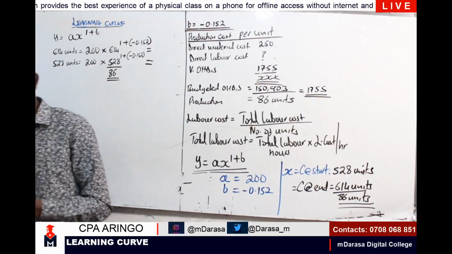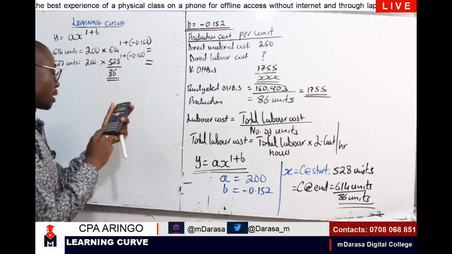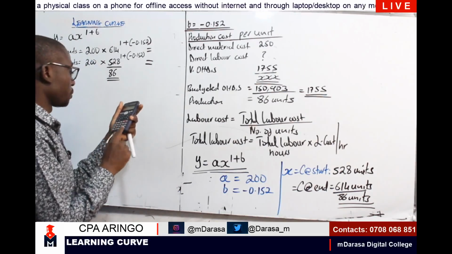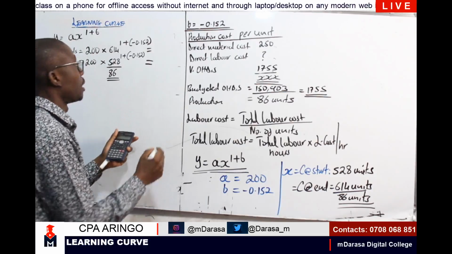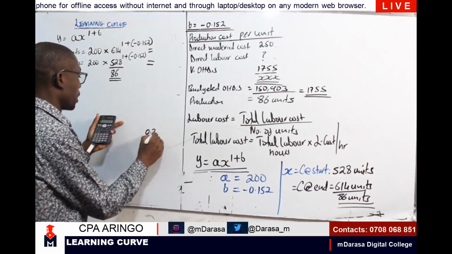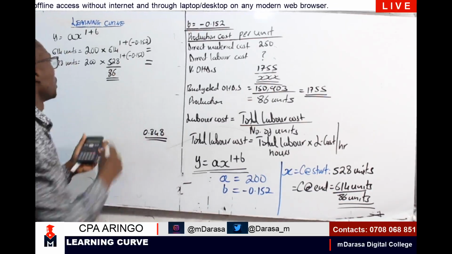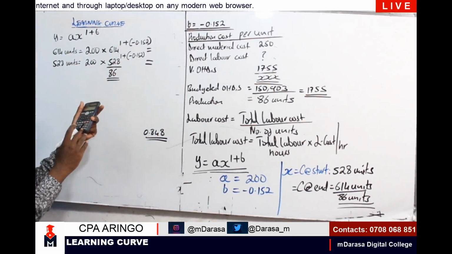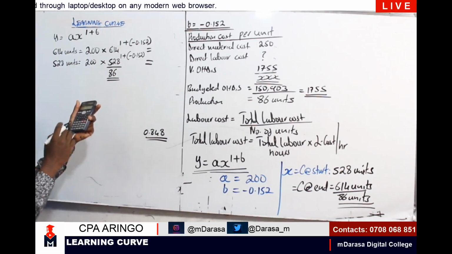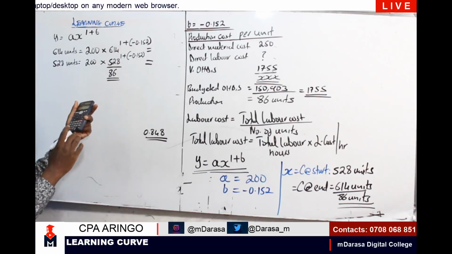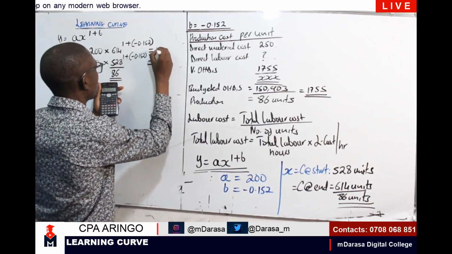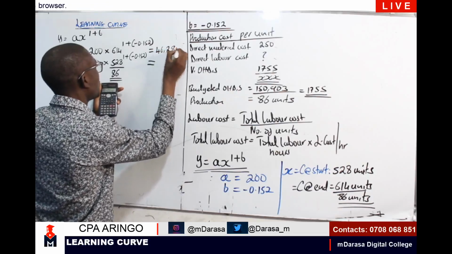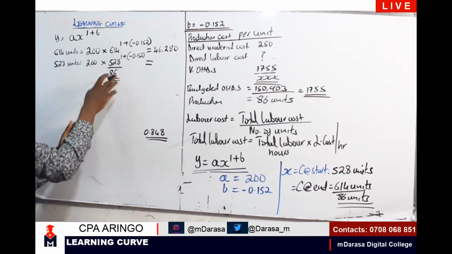So therefore, in the first case, I'm going to start with 1 plus minus 0.152. This should give me 0.848. The same case will apply with the other one. So I'm talking of 614 raised to power 0.848 times 200. This should give me 46,280.